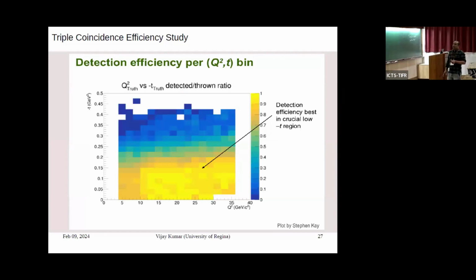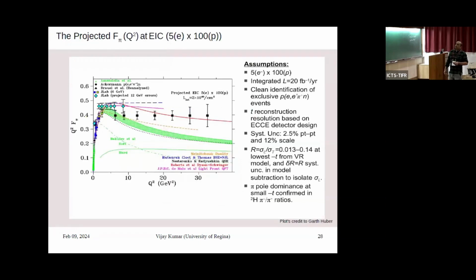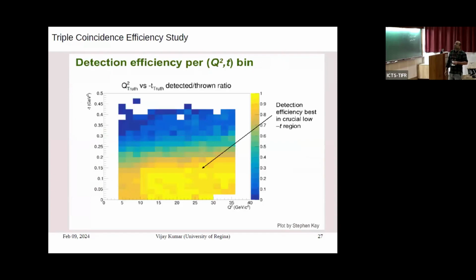And another study we conducted was to understand the efficiency for this 3-particle coincidence measurement. Here we actually got very confident, as we can see this efficiency is larger at small t. We want data at small t for more pion pole or K1 pole contributions.